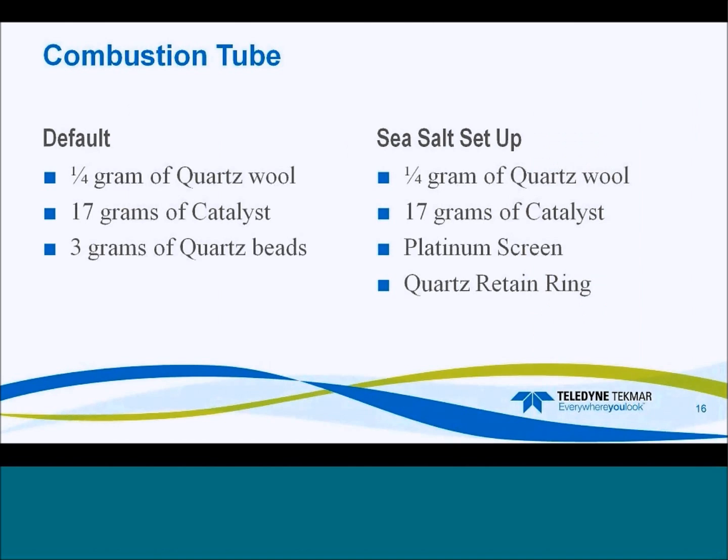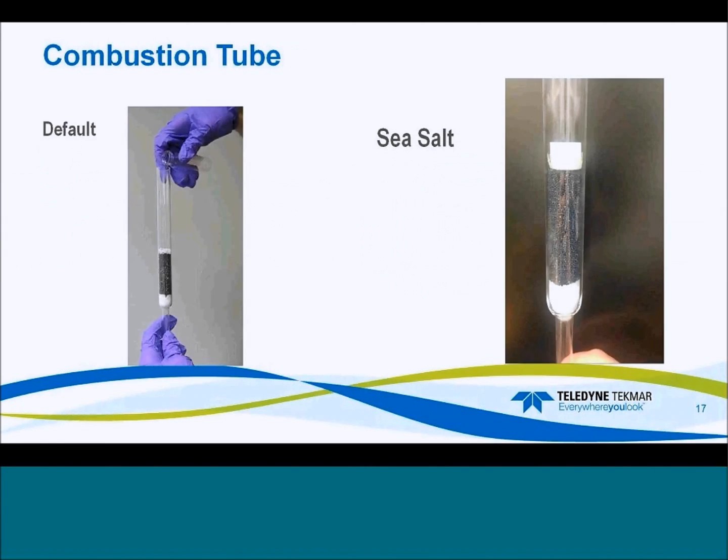And then for the sea salt, it's very similar. It's 1/4 gram of the quartz wool, 17 grams of the catalyst, and then a platinum screen and a quartz retain ring. And I will show you in the picture here. Very similar. The only difference here is that the platinum screen and the quartz retain ring catches the salt so that you can continue to run samples, but there's something there to absorb the salt so it doesn't attach to your catalyst, and you can still continue to get more runs out of it.